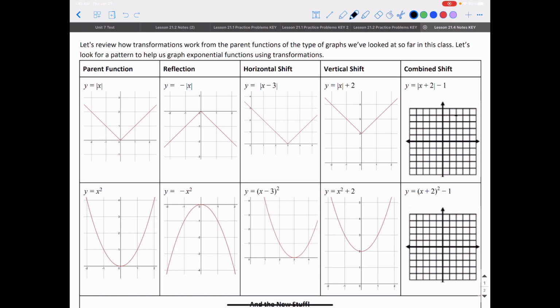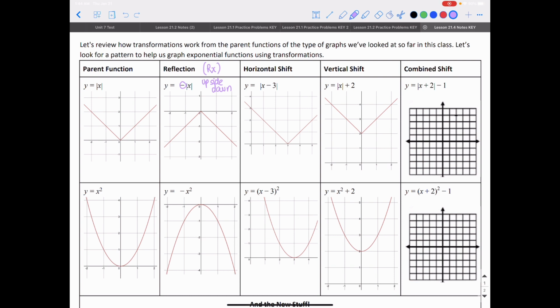If we want a reflection over the x-axis, what we're going to do is put a negative in front of the absolute value bars. And this is going to change our graph to be upside down. You can see from the parent function to this graph, it has the same slope on both sides of the vertex, it's just flipped upside down. You can also say those points are reflected over the x-axis. And all you need for that is a negative in front.